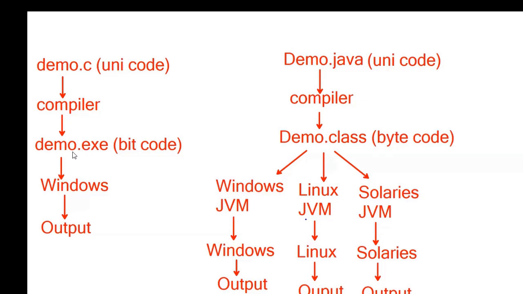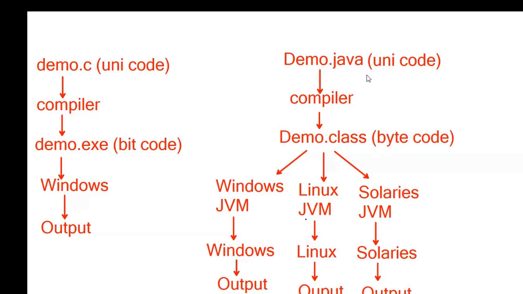That's why we can call C language platform dependent. In whichever operating system we compile, only in that same operating system can we run it. In another operating system it is not possible to run it. For that reason, we call C language platform dependent.